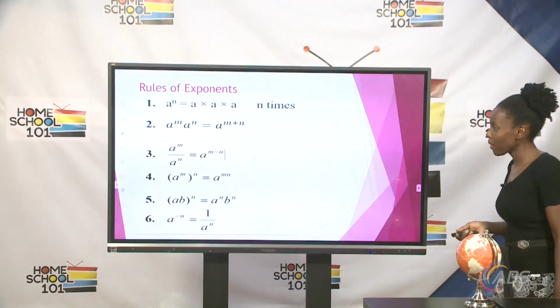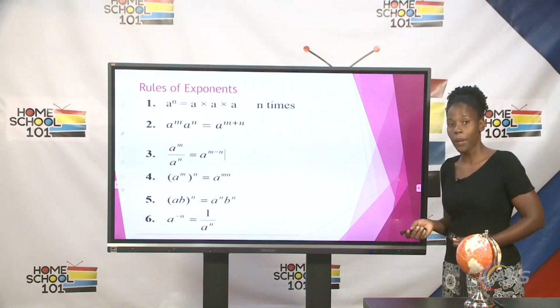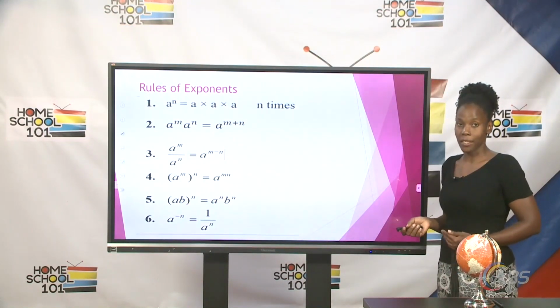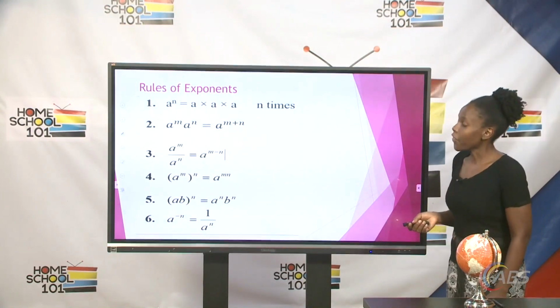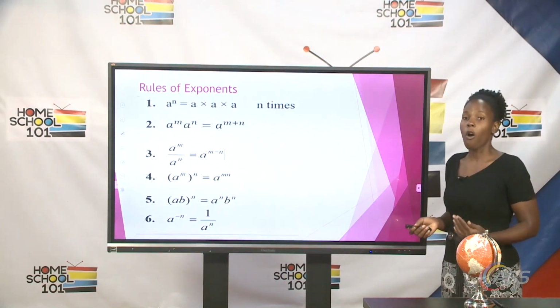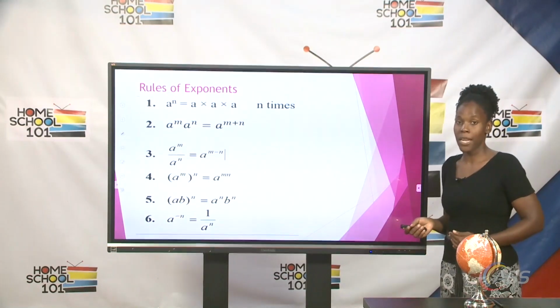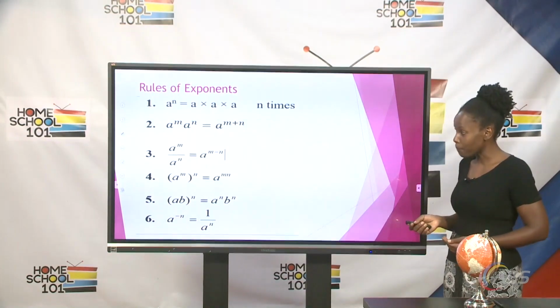So anything to the power, it means we multiply the number by itself, the number of times indicated by the number. The second rule states that once we're multiplying and the base is the same, once we're taking the product of 2 numbers, what we need to do is to add the powers. So once the base is the same and we're multiplying, all we need to do is to take the sum of the powers. The third rule states that once we're dividing and we have a common base, all we need to do is to subtract the powers. Subtract the power in the denominator from the power in the numerator.